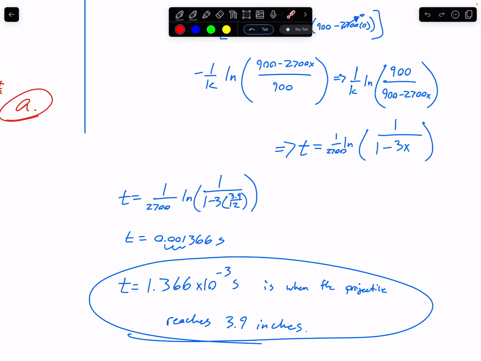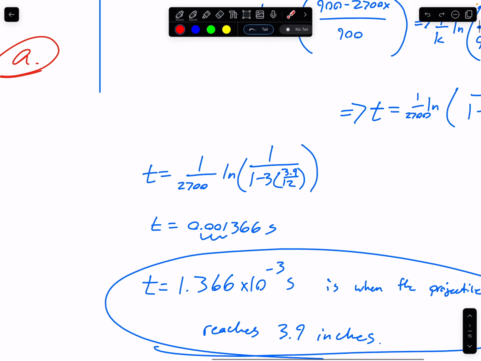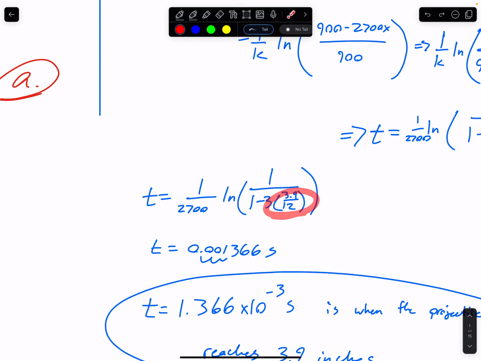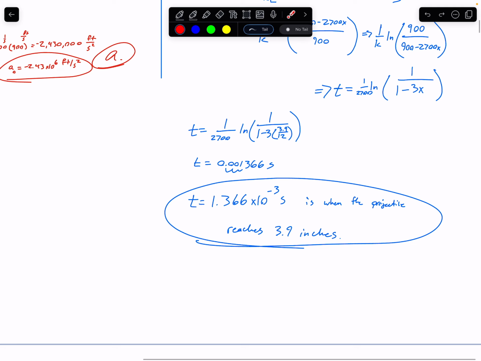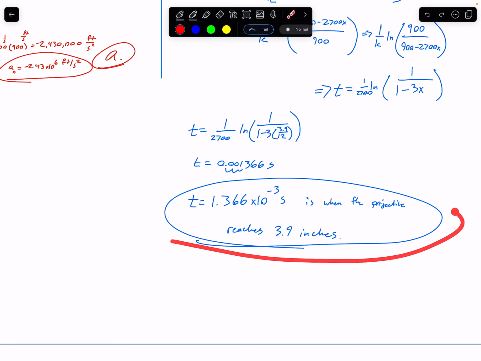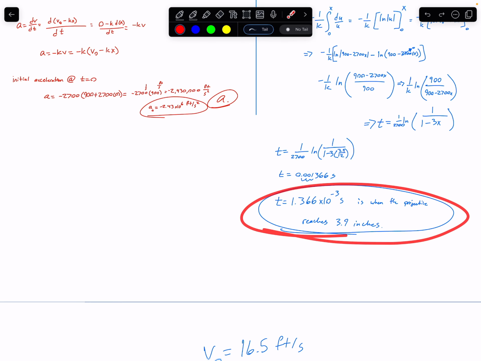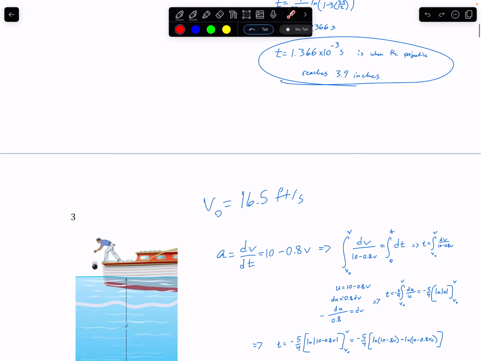And then it's just plug and chug. We know that we make it 3.9 inches, which everything here is in feet, so we just divide by 12. So 3.9 divided by 12 when we're plugging in, so you have to be careful. After plugging in, we get t is equal to 1.366 times 10 to the negative 3 seconds.